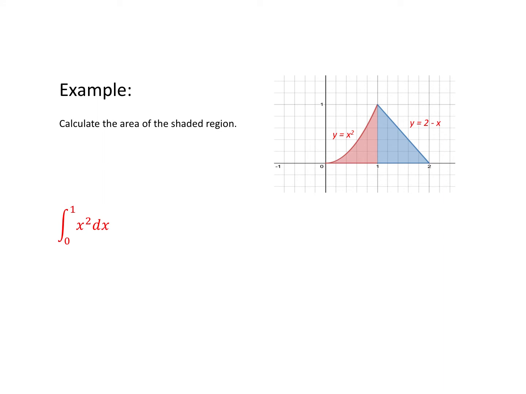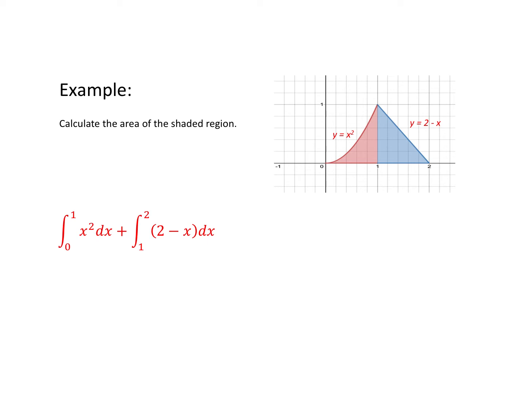So the first thing we want to determine is what is the area of the red portion, okay? That's this first area right here, and we want to find out what is the area of that. Well, we're going to find that by saying the integral from 0 to 1 of x squared dx, all right?